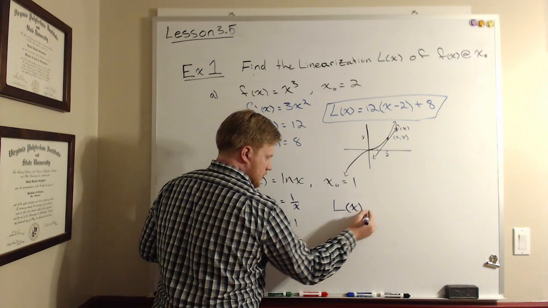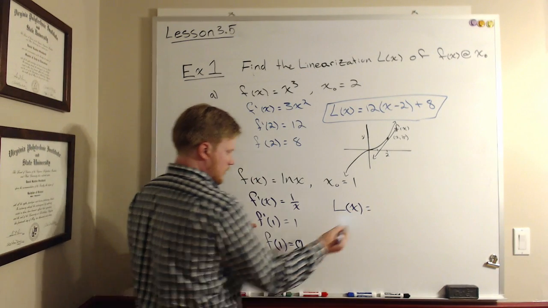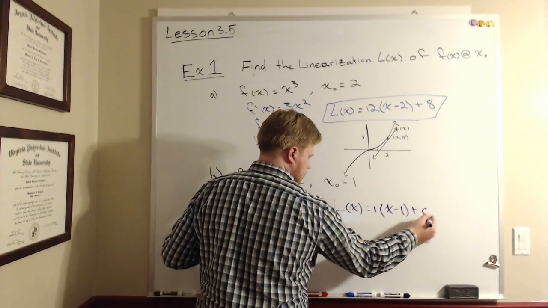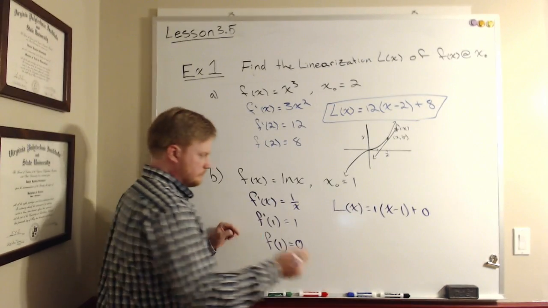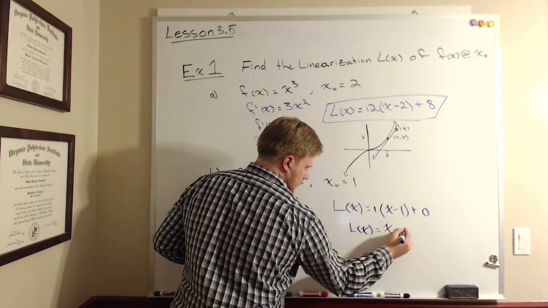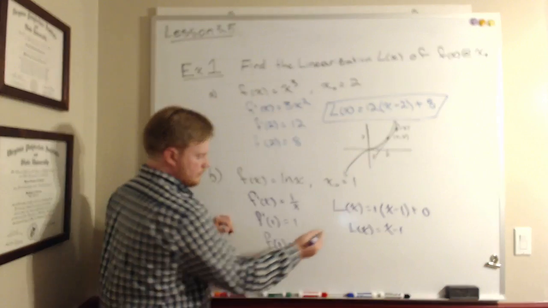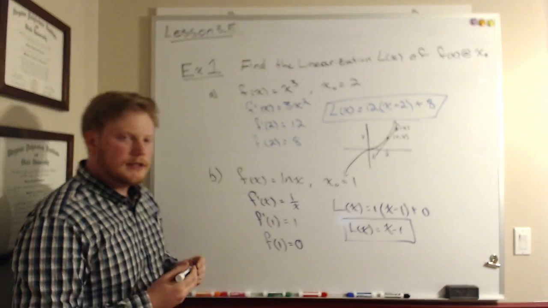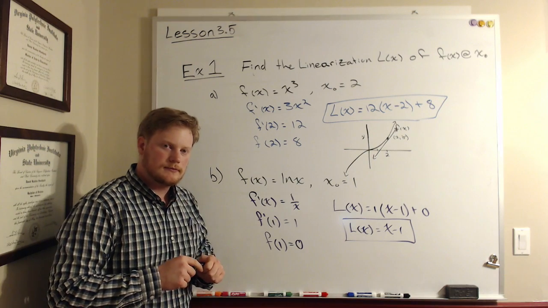So our linearization is 1 times x minus 1 plus 0. Okay. Just to clean that up, simply x minus 1. Great. Now what do these linearizations do for us?